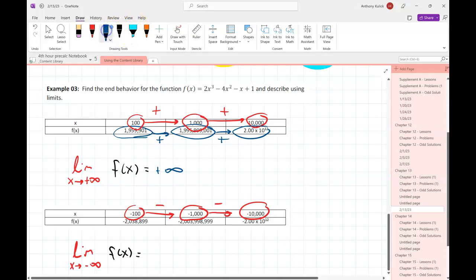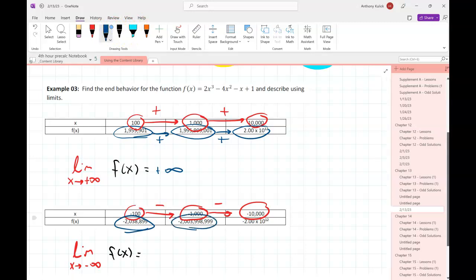And then let's look at what's happening with the y's. They are also getting smaller. So we have that. The y's are going to negative infinity. Is that okay there?